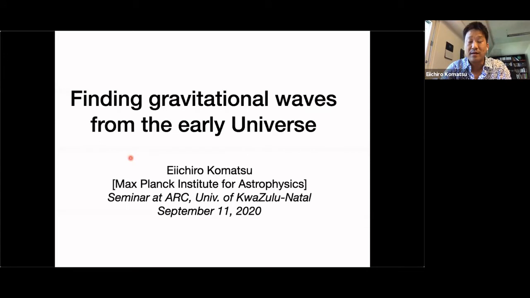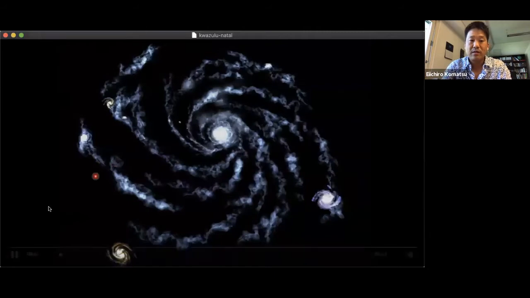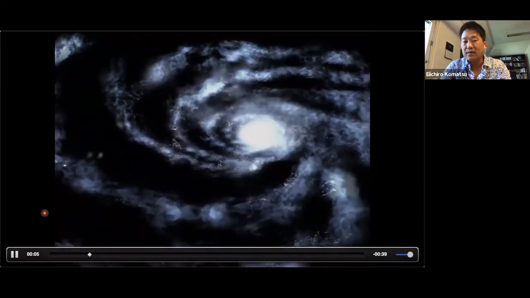It's very nice. Okay, so I'd like to tell you about the project that we're doing, about finding gravitational waves from the early universe. So this talk is going to be about the cosmic microwave background. Let us remind ourselves how it looks in the sky.